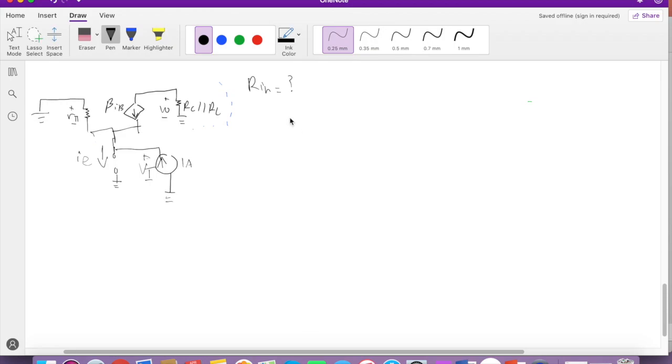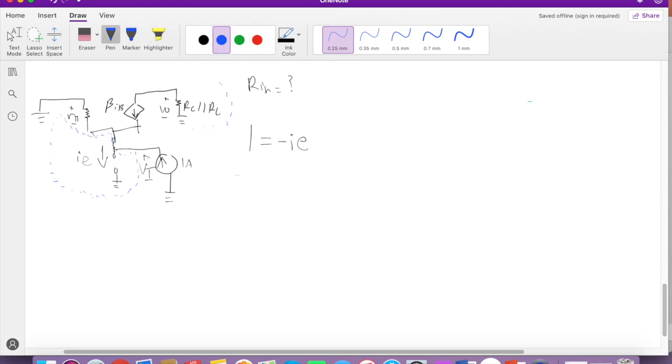So now that we have our new circuit that we're going to derive R in from, we can clearly see that IE is supposed to be flowing downwards, but the 1 amp contradicts that. So we can write this as 1 equals negative IE. And now we want to find an equation that can help us find VT. The easiest one here would simply be a KVL from this node all the way to here.